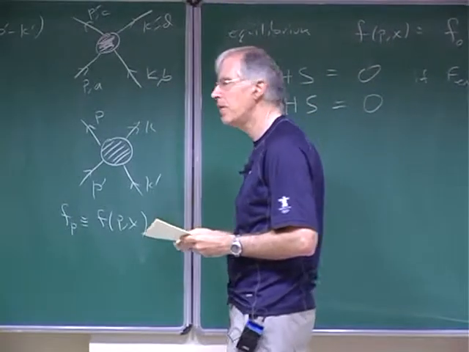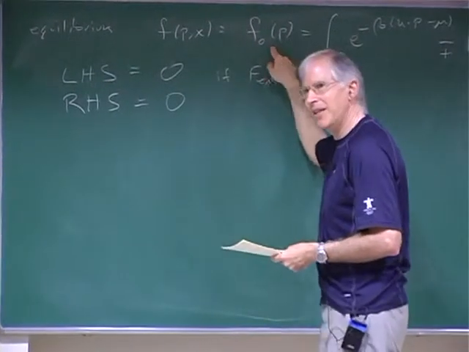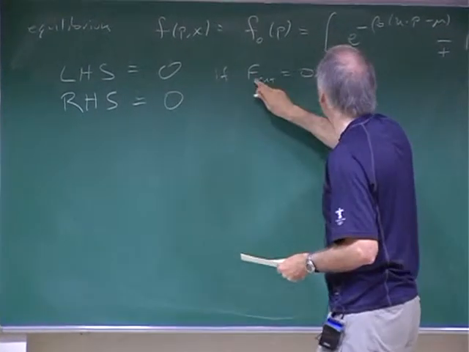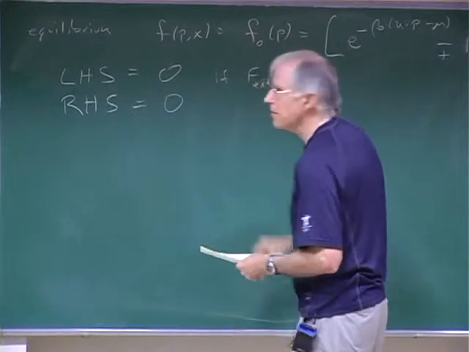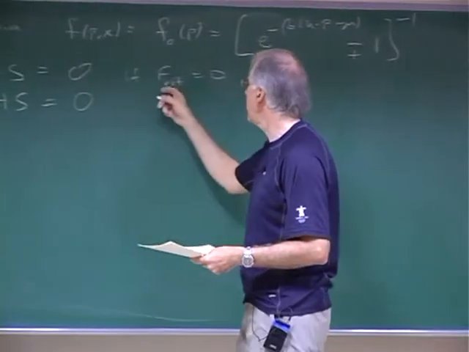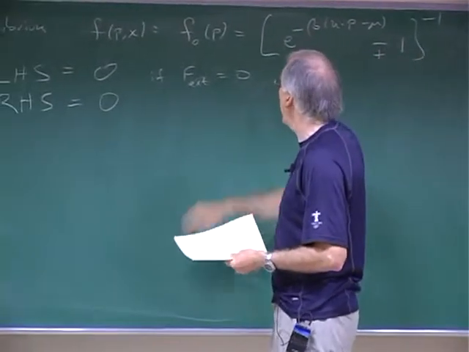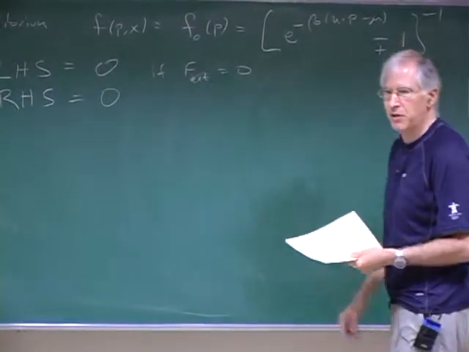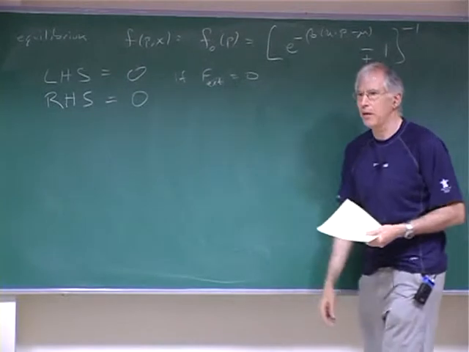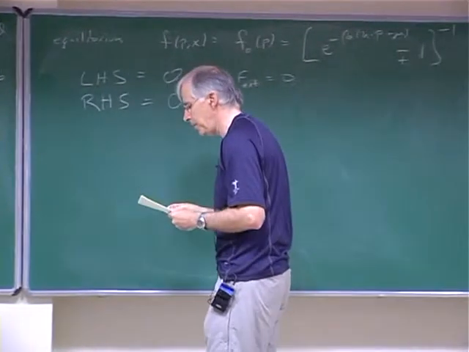What is LHS equal to zero? So this is saying the left-hand side, so take this distribution function, plug it into the Boltzmann equation. If the external force is zero, right, the left-hand side had time and space derivative terms, and it had a term that involved an external force dotted into a momentum derivative. If that term vanishes, then it's immediate. The left-hand side of the Boltzmann equation equals zero, as long as we have a theory whose scattering rates satisfy detailed balance. A short exercise, so the right-hand side equals zero, so this is a nice equilibrium distribution.